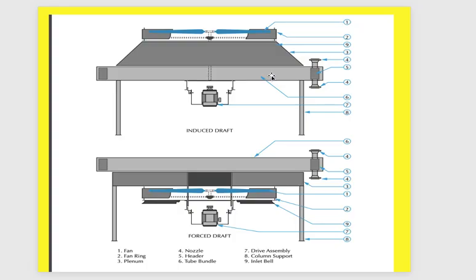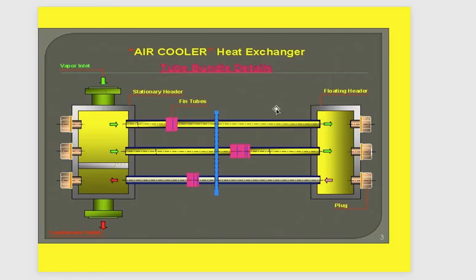It consists of finned tubes to increase the heat transfer area. The process fluid flows inside the tube and the air flows outside of the tube bundle. Okay, as we can see here, this is the tube bundle.